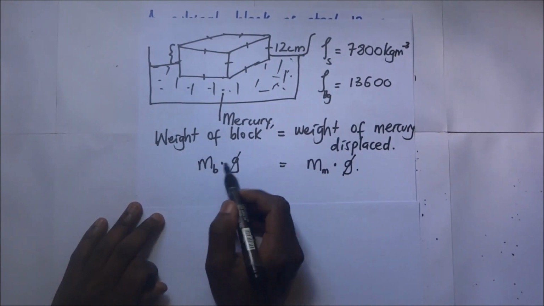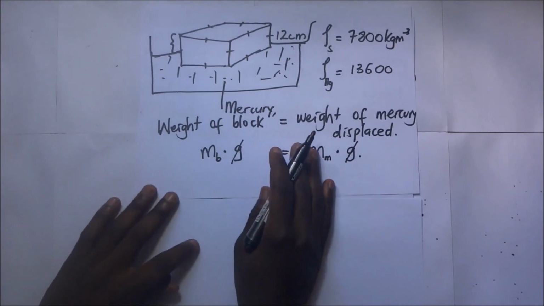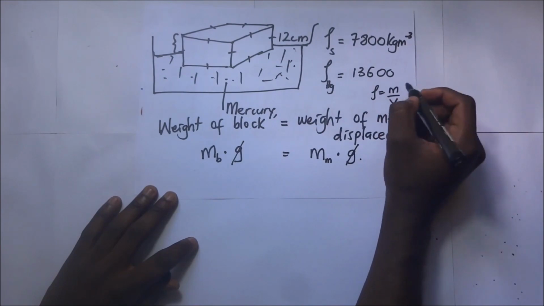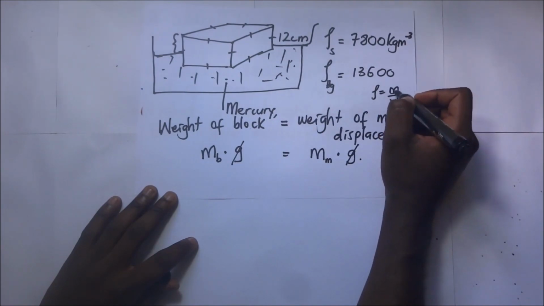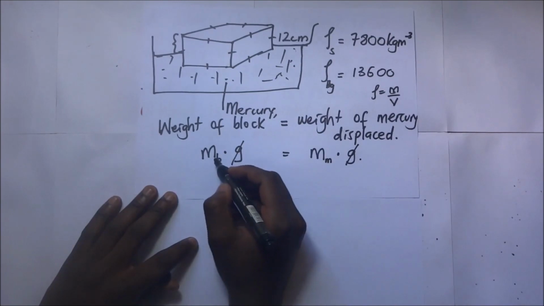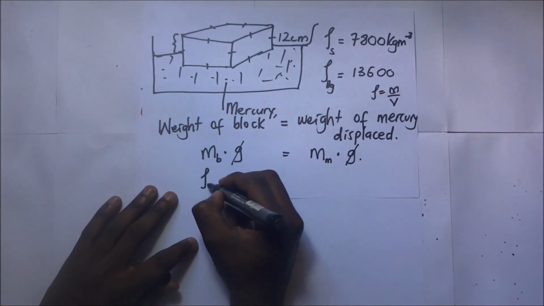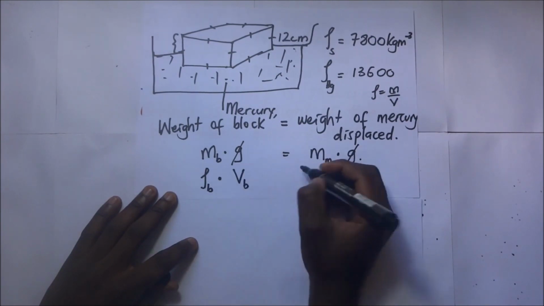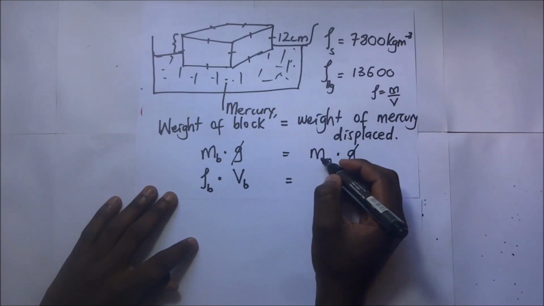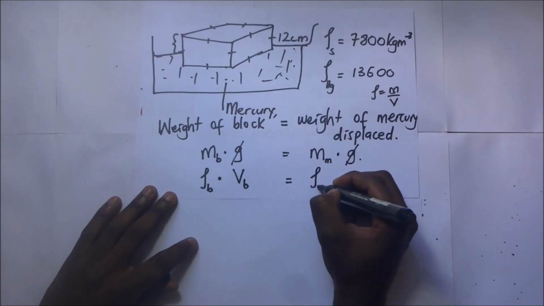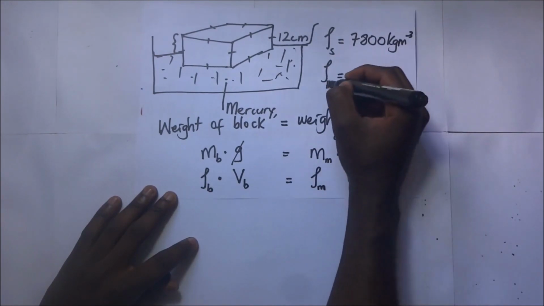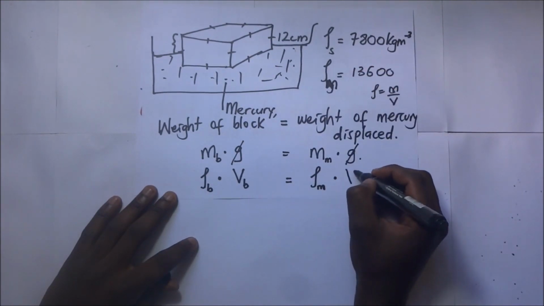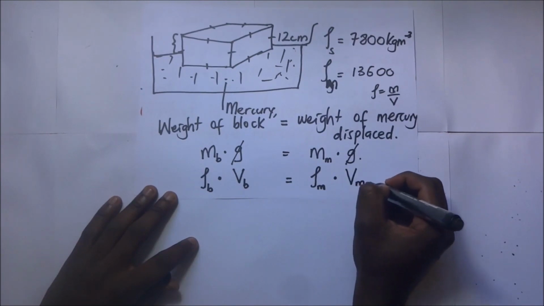So what is the mass of the block? We know from the formula, density is equal to mass over volume. So if you make mass the subject of the formula, mass is given by density times volume. So the mass of the block is given by the density of the block multiplied by the volume of the block. This is still going to give us the mass of mercury, which is given by the density of the mercury, let me call this M, the density of the mercury multiplied by the volume of the mercury.